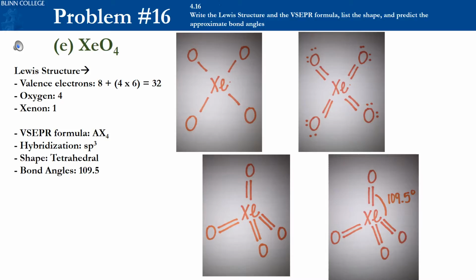Okay, last part is part E of problem 16. Again, we're going to first determine the total valence electrons. Xenon atom has 8 and oxygen atom has 6. So the total would be 8 plus 4 times 6, which is 32 total valence electrons. For the Lewis structure, we're going to determine it by the molecular formula, knowing that our xenon atom is the central atom, and then the oxygen atoms are going to be distributed equally around xenon.